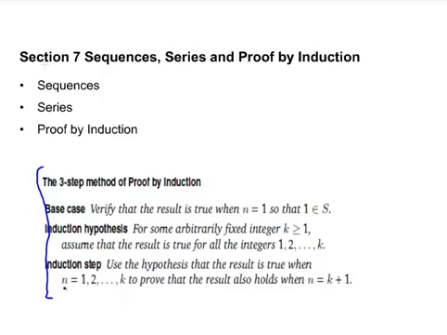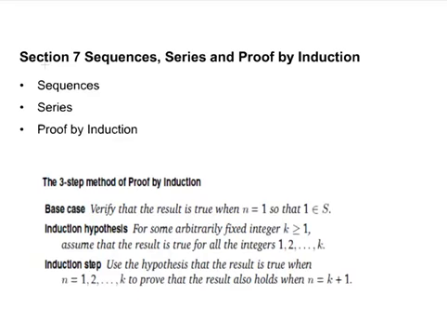Then the second step is the induction hypothesis, and for some arbitrarily fixed integer k, which is greater than or equal to 1, assume that the result is true for all integers. Essentially you're just making a statement there, stating a hypothesis. The last step is to use this hypothesis to prove that the result also holds for when n is equal to k plus 1. So there are 3 steps there: a quick verification, make a statement, and then a calculation.